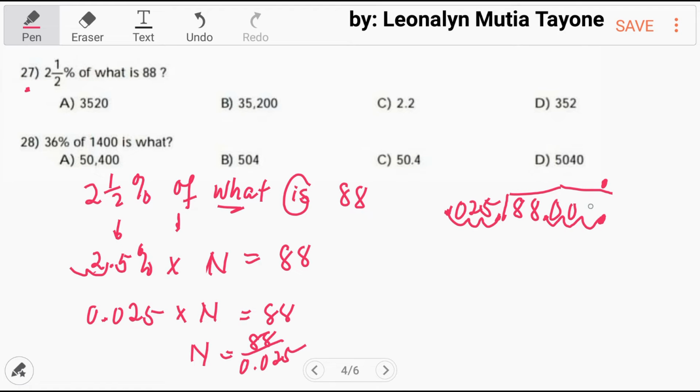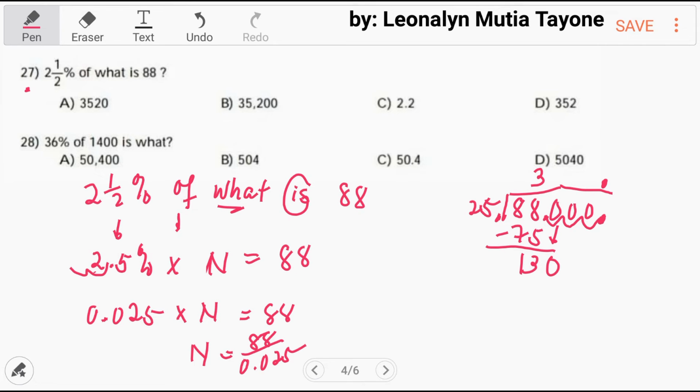Yung mga space, lagyan mo ng 0. So, ang natitira na lang, ang itsura na lang nito ay 25. Ganyan na lang siya. So, 88 divided by 25. Ilan bang 25 si 88? Tatlo yan. So, this is 75. 88 minus 75, this is 13.